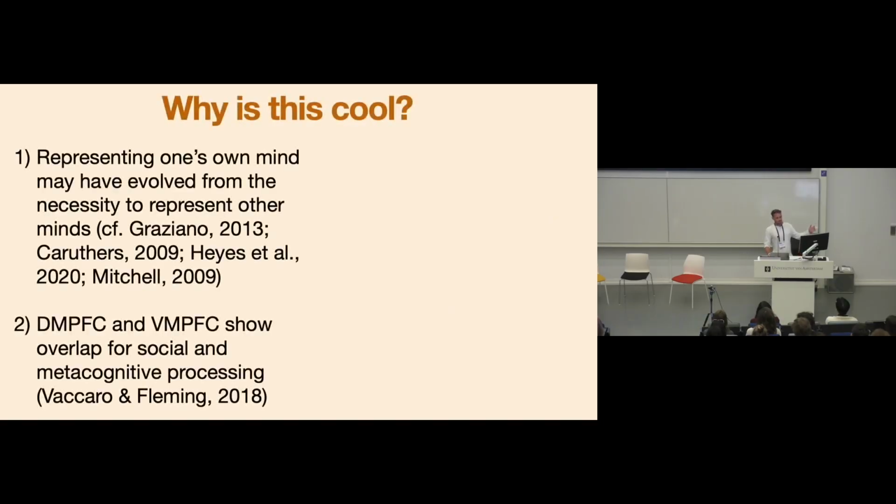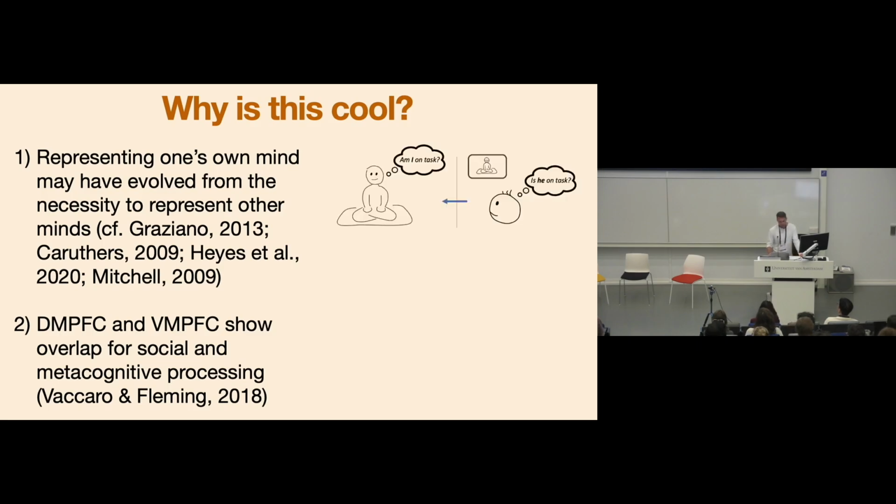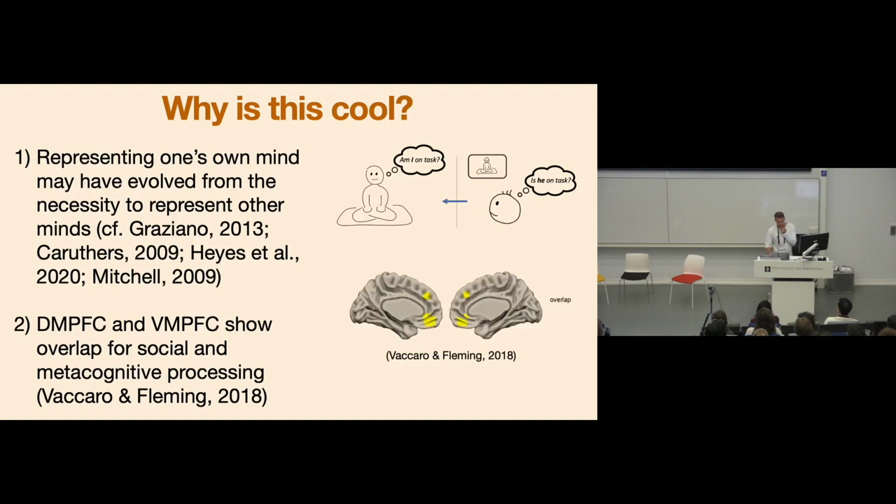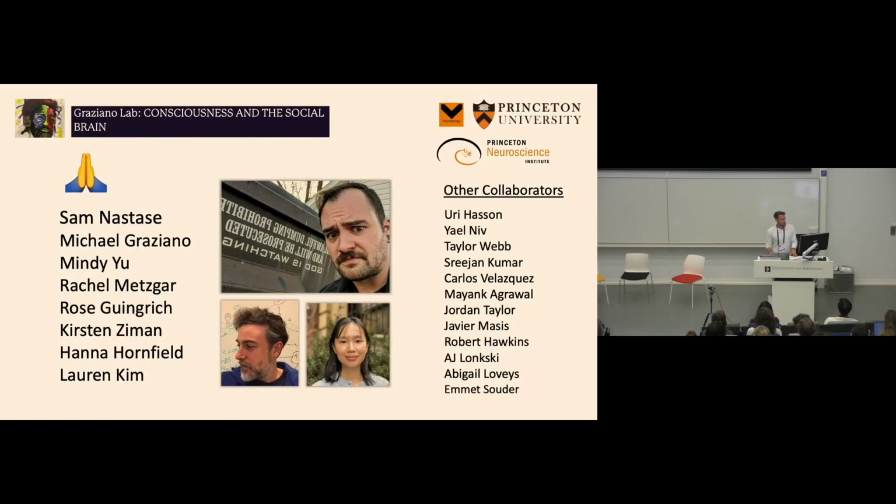And why is this cool? I think these findings are cool because they support this interesting hypothesis that representing one's own mind evolved from the necessity to represent the complex behavior of other individuals, as well as this cool recent meta-analysis which found functional overlap for social and metacognitive processing in the DMPFC and VMPFC, suggesting that what links the two is this process of abstraction.